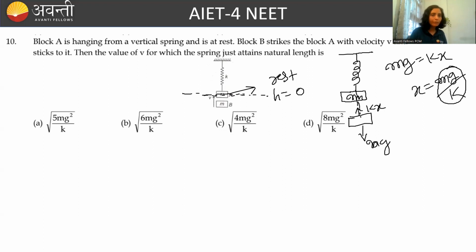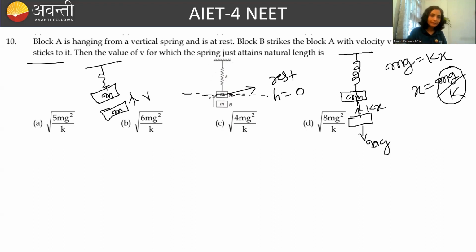Now what is happening? Block B strikes block A with velocity v and sticks to it. Both blocks have the same mass. Here there was a spring with mass m attached, and there is another mass m going up with velocity v. It collides with m and sticks to it, and whatever happens after that, we need to see.